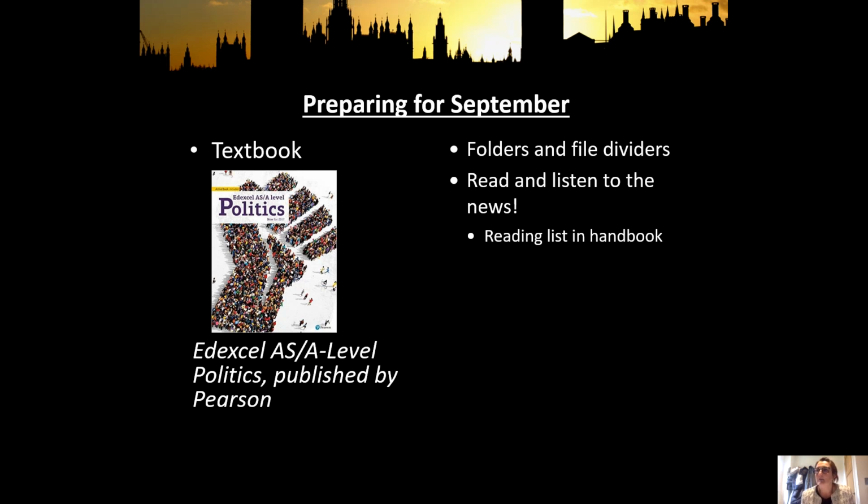The other logistical things you'll need for September: you'll need a folder and a file divider, and go and buy yourself some new highlighter pens, that type of thing. The other thing, in terms of preparing for September, please read a good quality newspaper, and listen to a good quality news programme. Something where they're actually talking about the stories in depth, not just the headlines. I would suggest something like the Today programme on Radio 4, or PM on Radio 4, which is on in the afternoon, or Channel 4 News at 7 o'clock in the evening, something where they're really getting under the skin of some of the news stories.